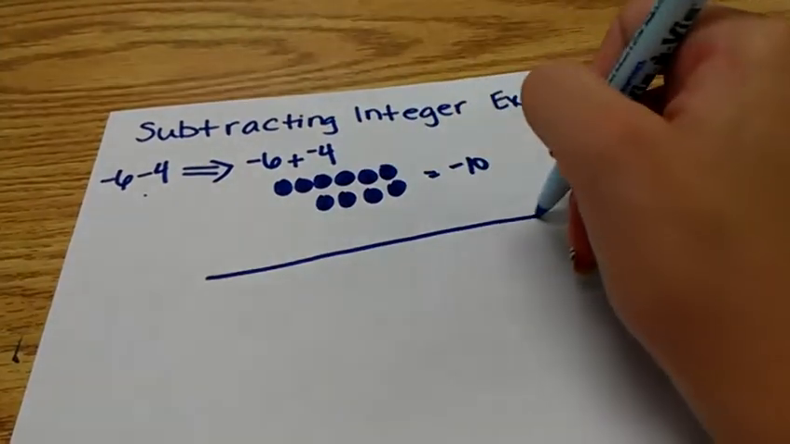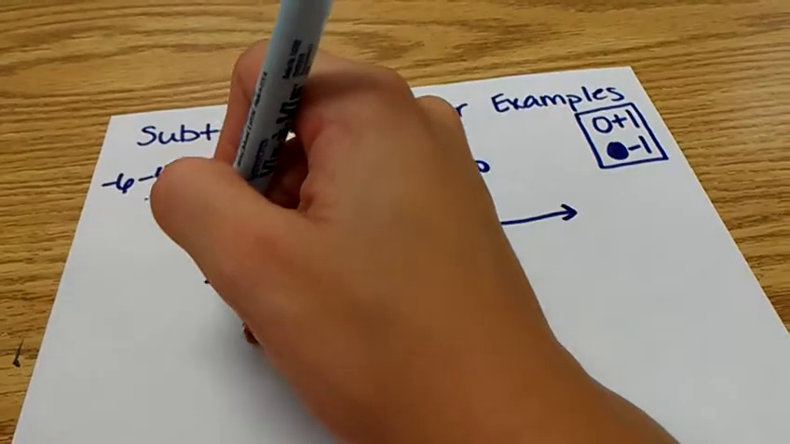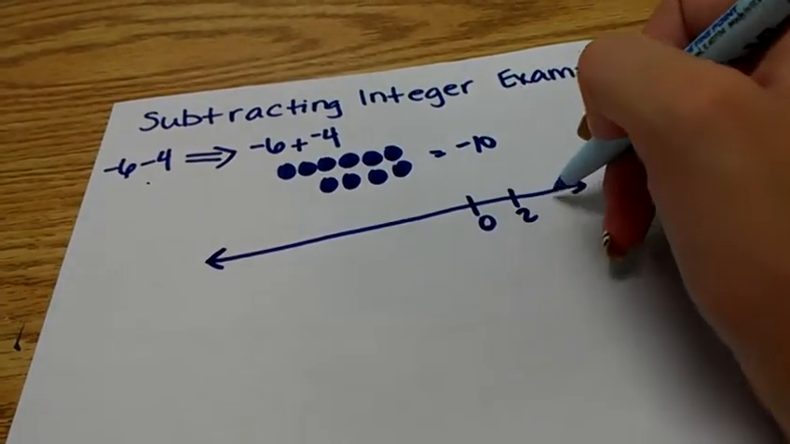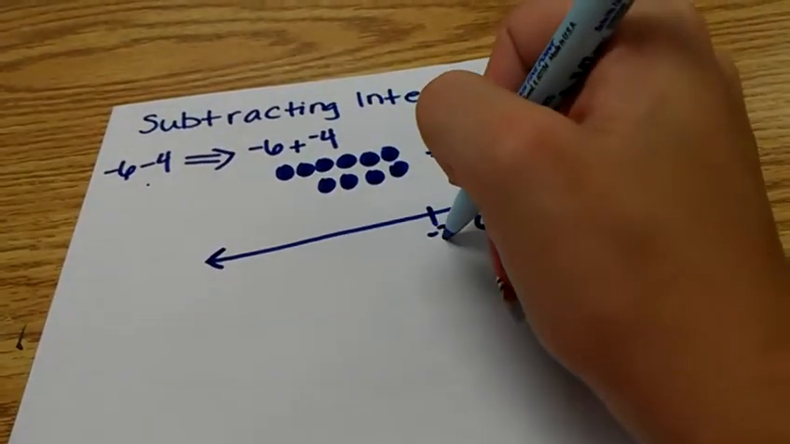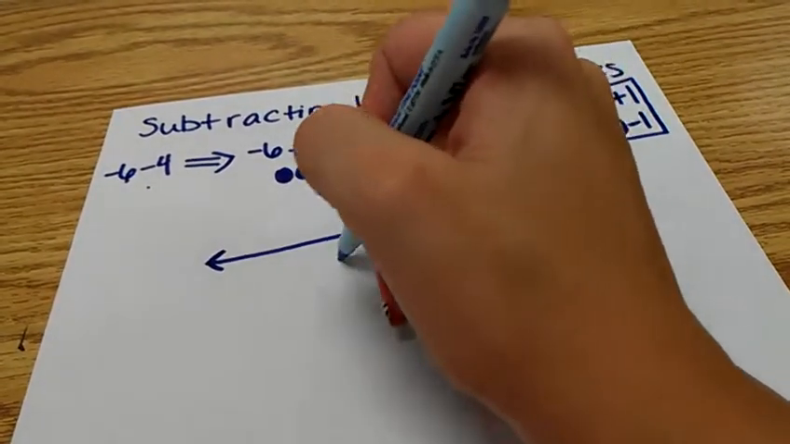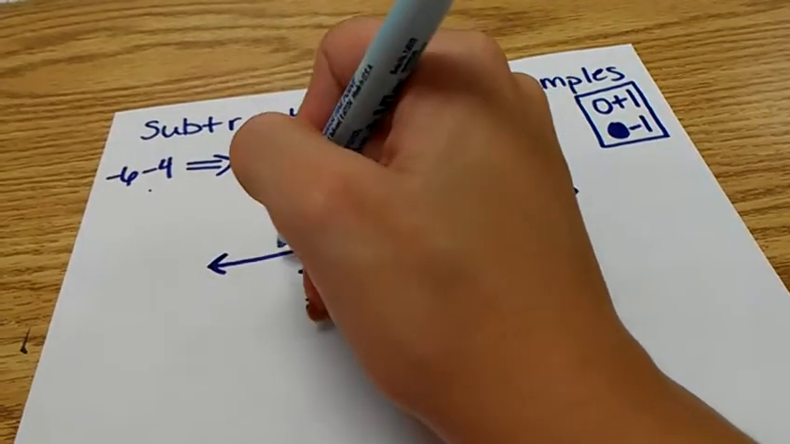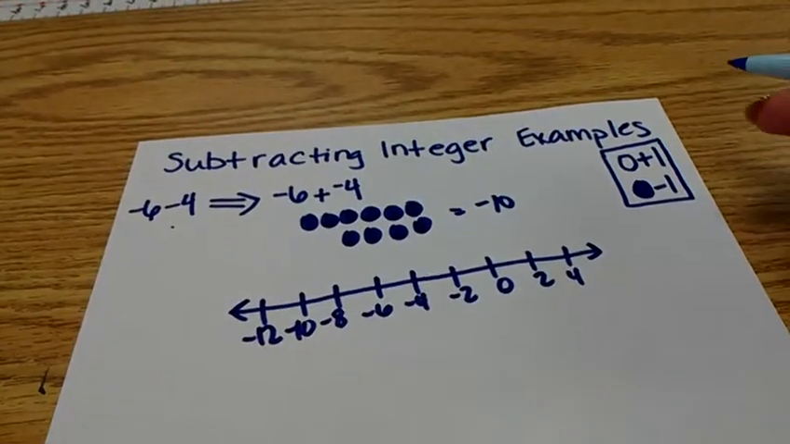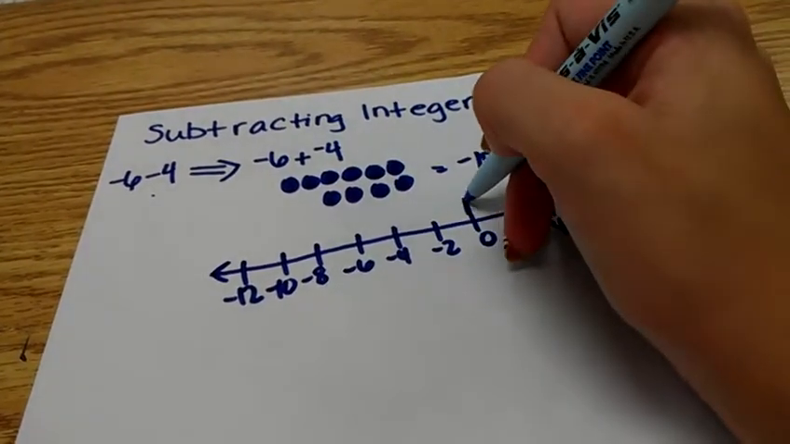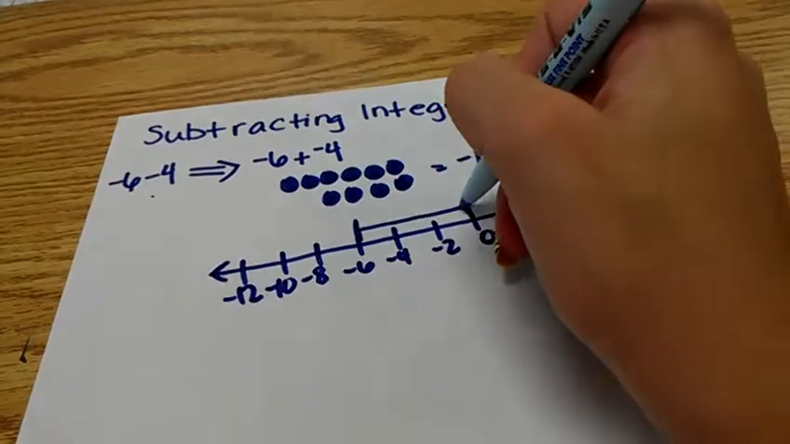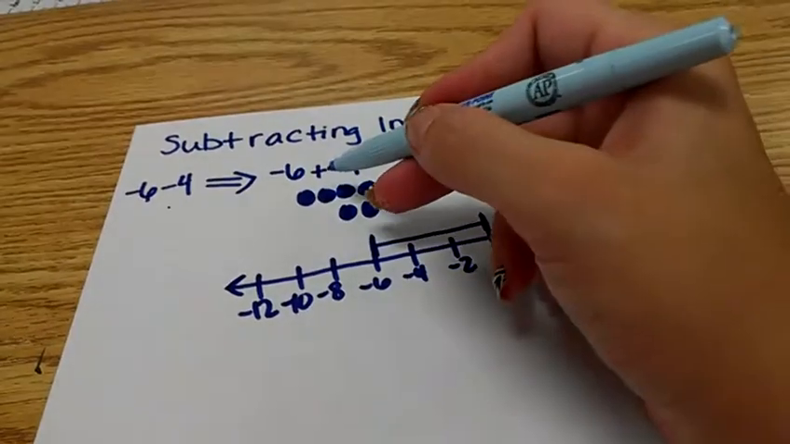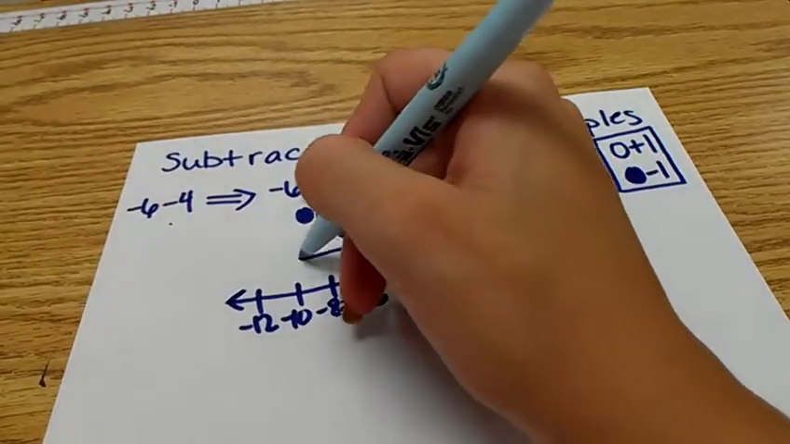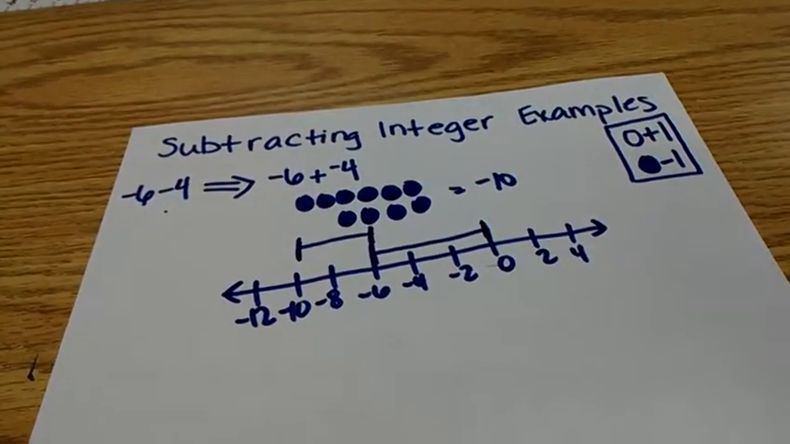Number line. I'm going to start my 0 over here because I need more room on the negative side. Okay, so my very first movement says go to -6. So start at 0, go to -6. Now my problem says to continue on -4. So I'm at -6, and if I continue to -4, again, I land at -10.